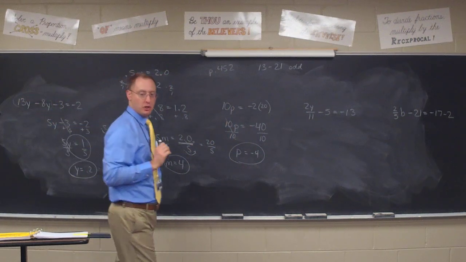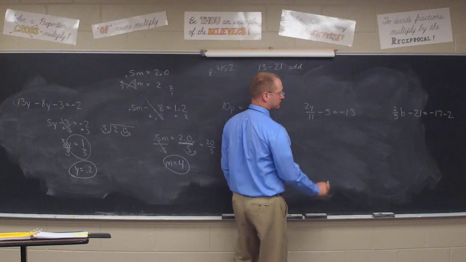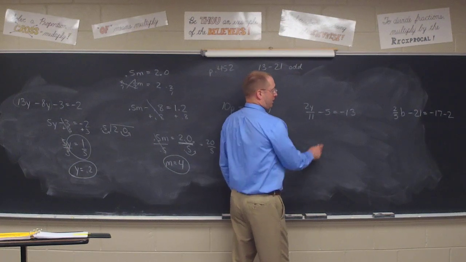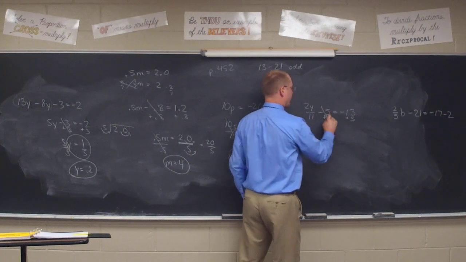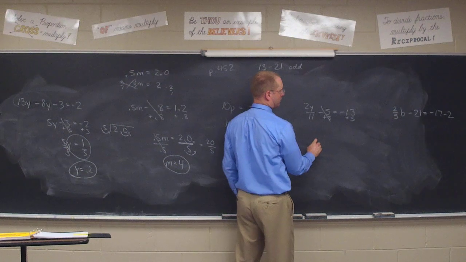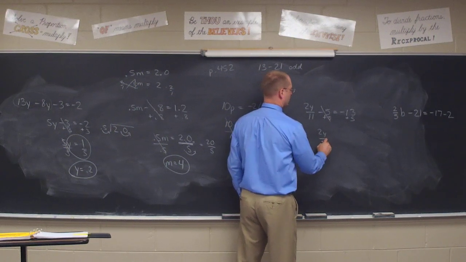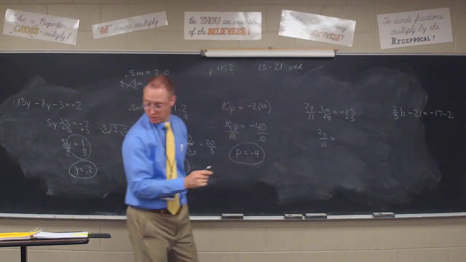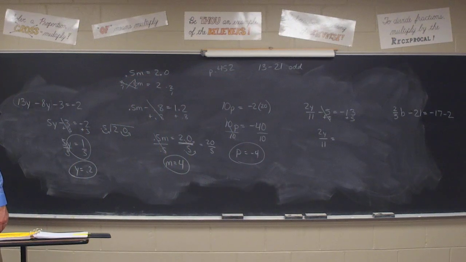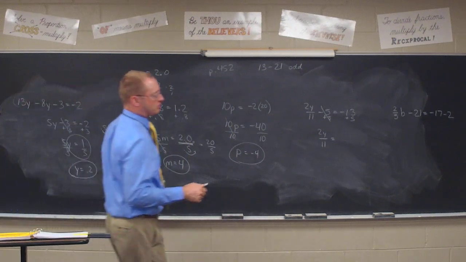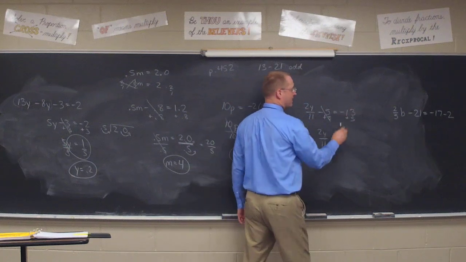Looking at the next one, let's go to Griffin. What do we need to do? First, add 5 on both sides. And that's going to give us 2y over 11 equals negative 8. Keep the sign of the greater. Negative 8. There we go.